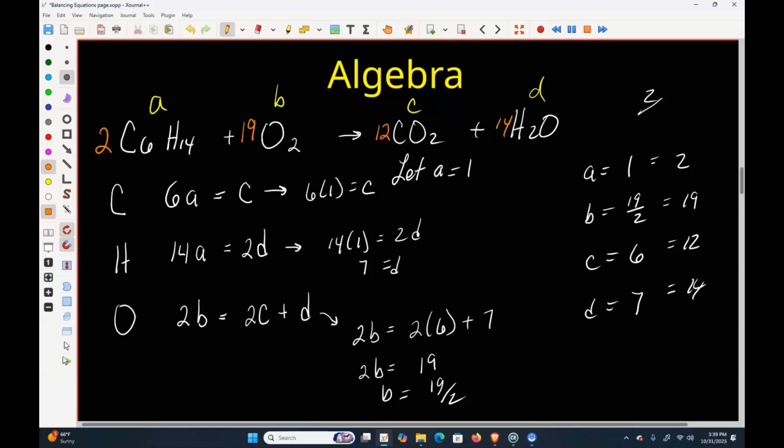Always check to make sure it's balanced. So 2 times 6 is 12 carbons. I have 12 carbons. I have 2 times 14, 28 on both sides. And for my oxygens, I have 2 times 12 is 24, plus 14, which is 38. 19 times 2 is also 38. So this is correct.